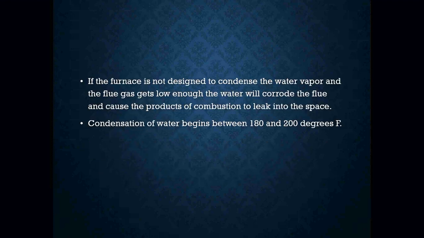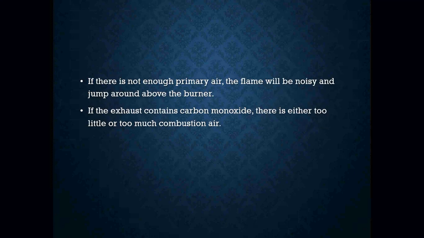If the furnace is not designed to condense the water vapor and the flue gas gets low enough, the water will corrode your flue pipes and cause the products of combustion to leak into the space. Condensation of water begins anywhere between 180 and about 200 degrees. If there is not enough primary air on your burners, the flame will be noisy and jump around above the burner. If the exhaust contains carbon monoxide, there is either too little or too much combustion air.